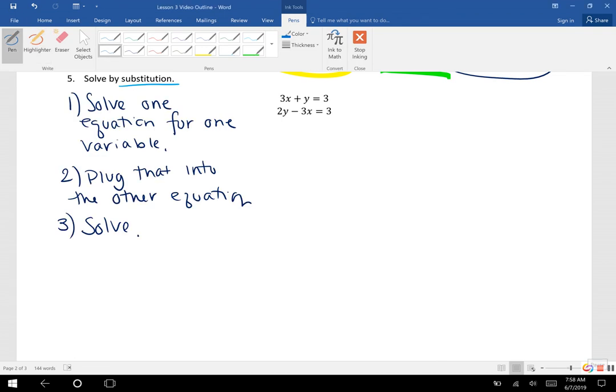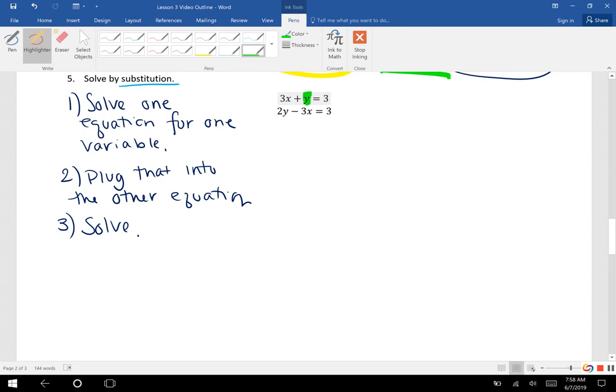To use the method of substitution, we're going to start by solving one equation for one variable, for one letter. And then we take that result and plug it into the other equation. Now, it doesn't matter which equation you solve for which variable, but if there is a variable that doesn't have a number in front of it, like right here, this y in the first equation, that's going to be the variable that's easiest to solve for.